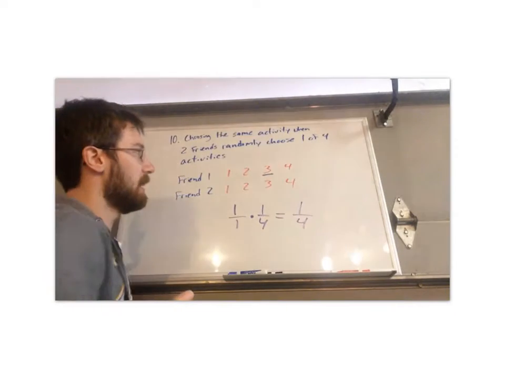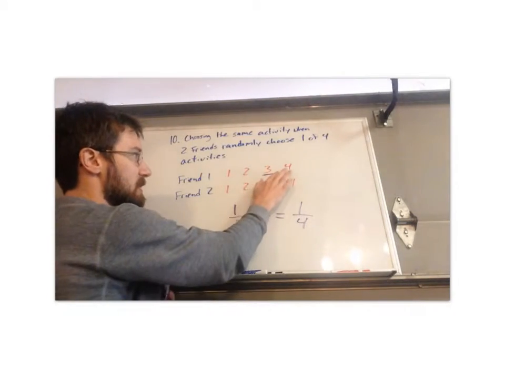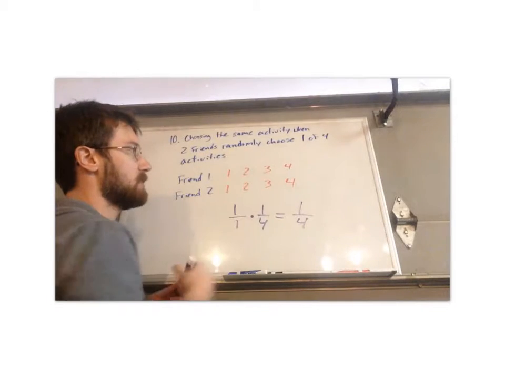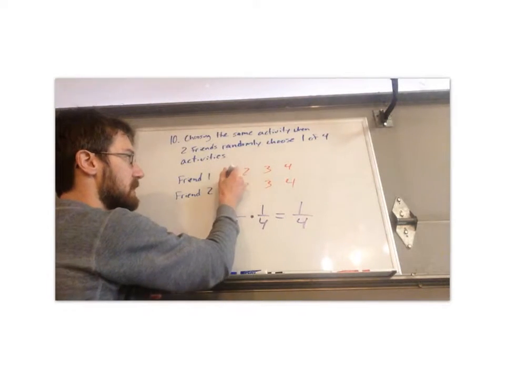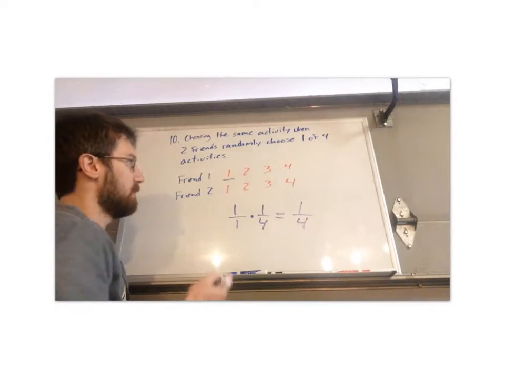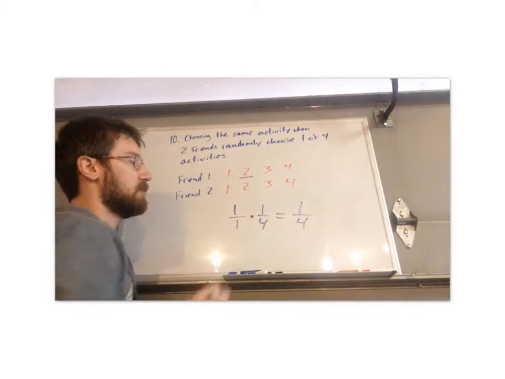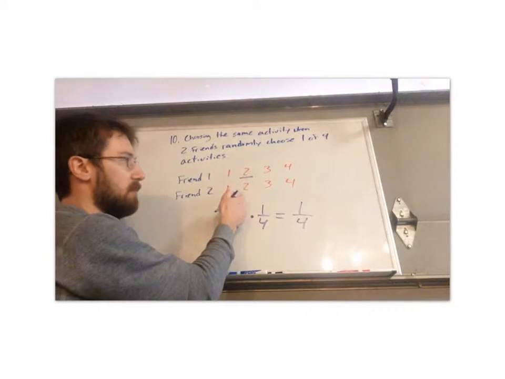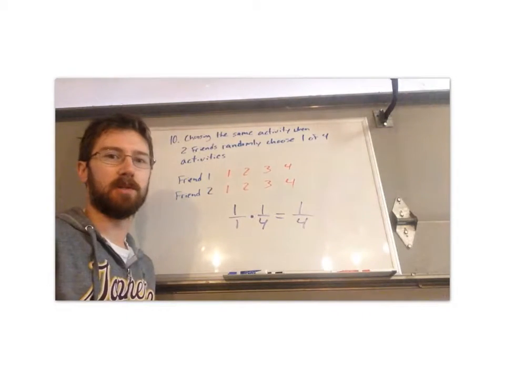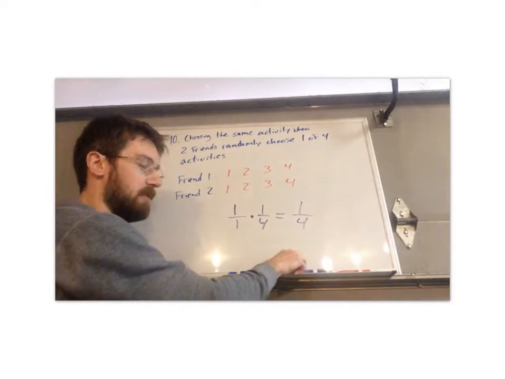The reason for this is, like I say, the first friend has to choose an activity. So if he chooses activity 1, friend 2 has a 1 in 4 chance of choosing 1. If he chooses 2, friend 2 has a 1 in 4 chance of choosing 2. It doesn't matter which one that he chooses to begin with.